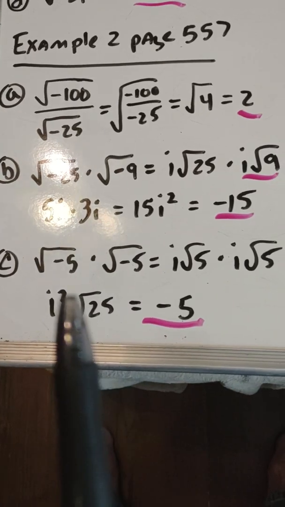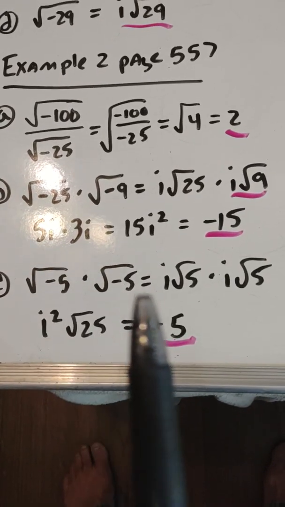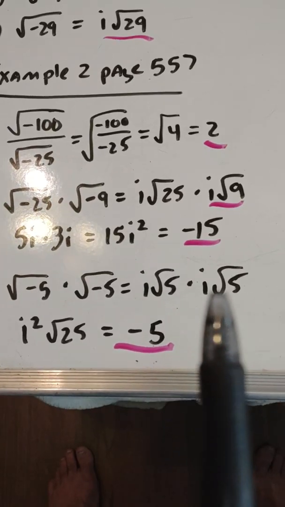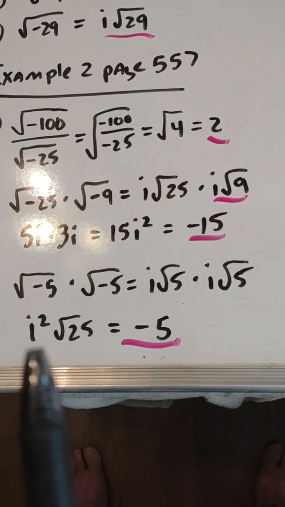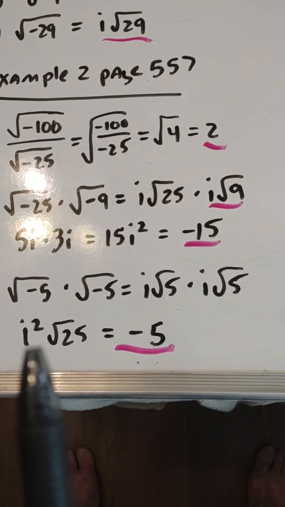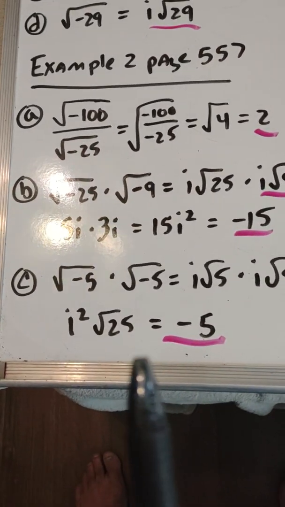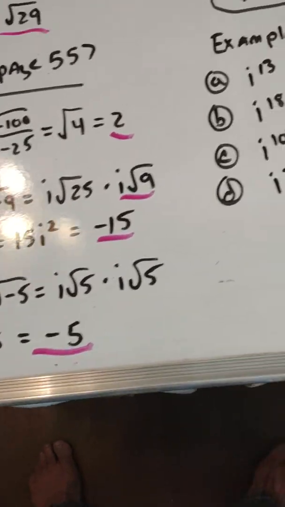We come down here to letter C. We have negative 5, square root of negative 5i times square root of negative 5i, which becomes i square root of 5 times i square root of 5, which becomes i squared root of 25. i squared again is negative 1. Square root of 25 is 5, so we get negative 5.